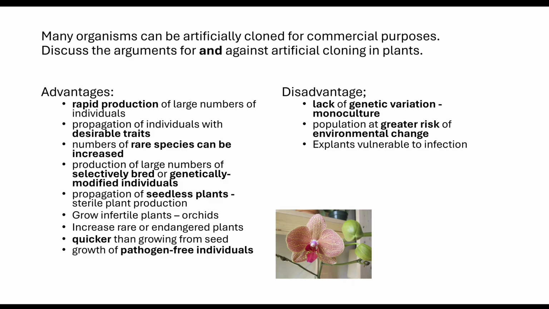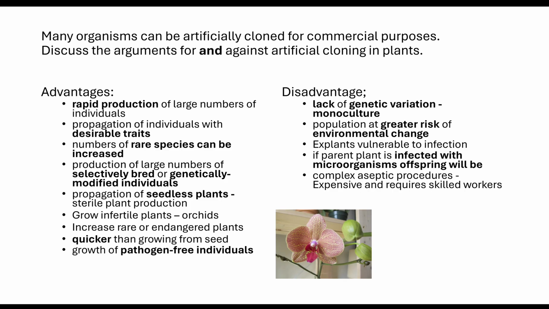Now, the explants, we're obviously going to be scraping them off of the parent plant. They are vulnerable to infection, hence the need for the sterilized conditions. If the parent plant was actually infected with microorganisms, then one of the disadvantages of artificial cloning is that the offspring plants will also be infected with those potential microorganisms. And obviously we talked about a way to reduce that by doing this sterilized process, the aseptic procedure, but that is complex, which means it's expensive and requires skilled workers.